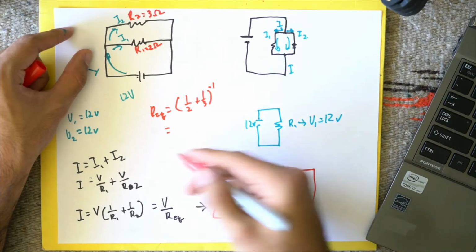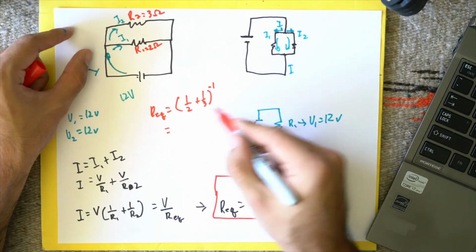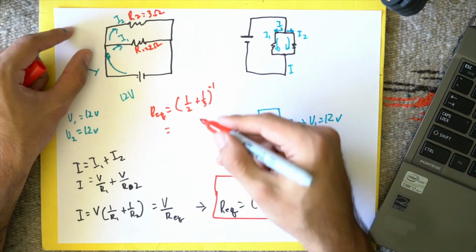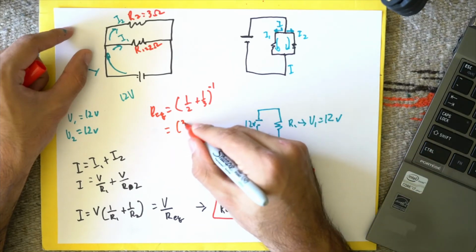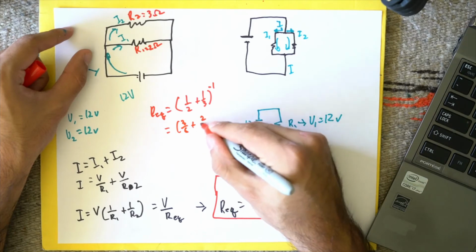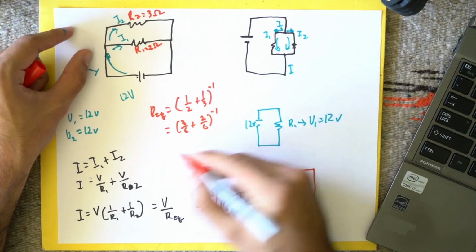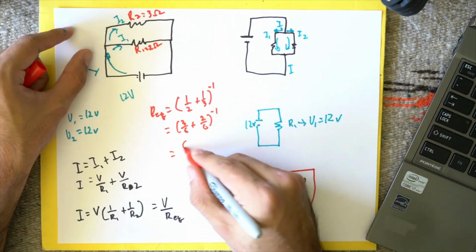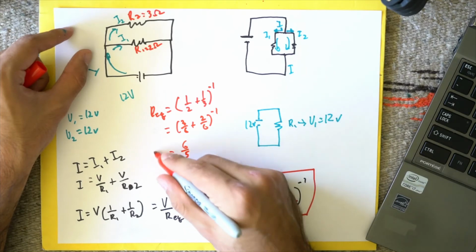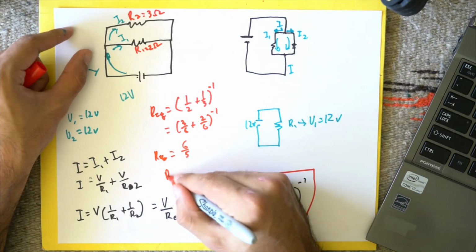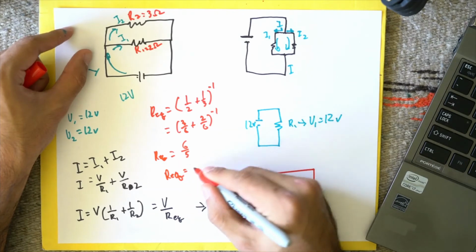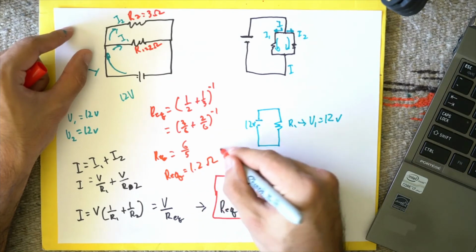So if I do this, then I need to find the common factor. So that would be 3 over 6 plus 2 over 6, to the negative 1. If you do that, 5 over 6 becomes 6 over 5. So my R equivalent would equal 1.2 ohms.